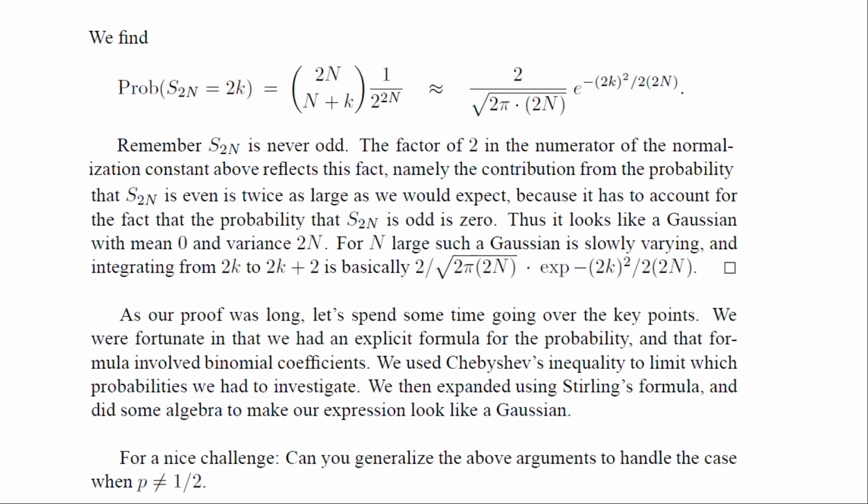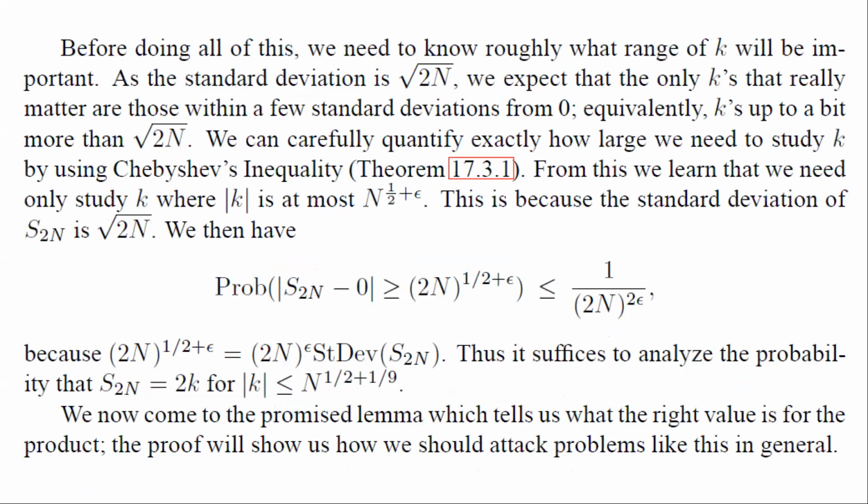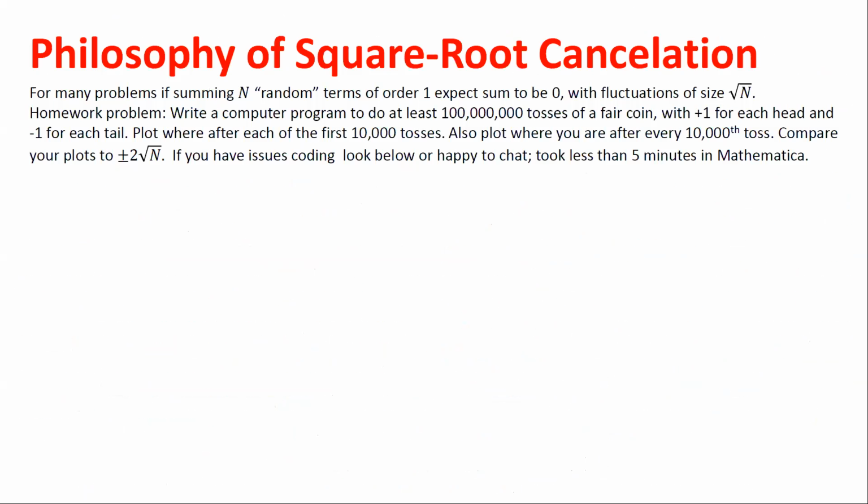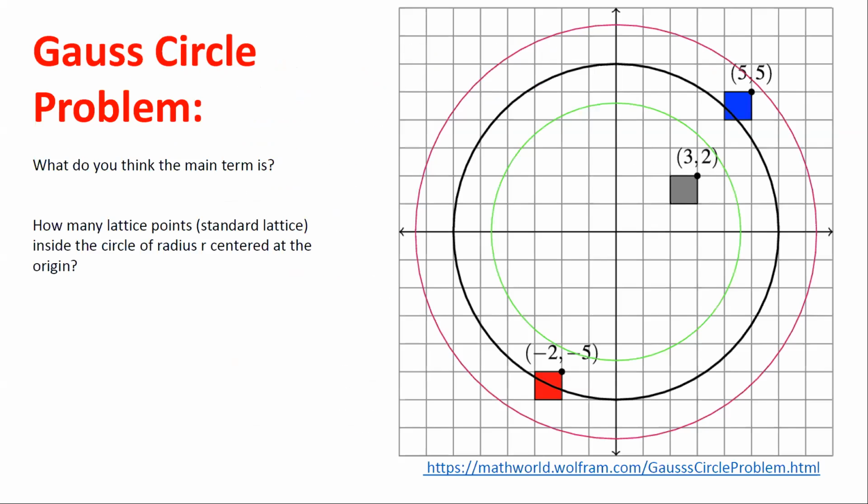If you want, as a nice challenge, you can try to do this for a probability other than 1/2. The algebra gets a lot worse. The best way to do this is really through the central limit theorem. But the main idea is this philosophy of square root cancellation. So the last thing for today is, why do you think that's related to trying to estimate the error on the circle problem? So what's the connection?